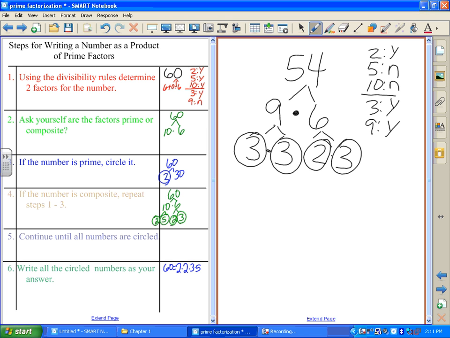Now look, I took 54 and I broke it into 2 branches. And then I took 9 and broke it into 2 branches, and I took 6 and broke it into 2 branches. But the branches on 9 both were circled. The branches on 6 were both circled. So now I have my answer. So I'm going to write 54 equals 2 times 3 times 3 times 3. Okay?